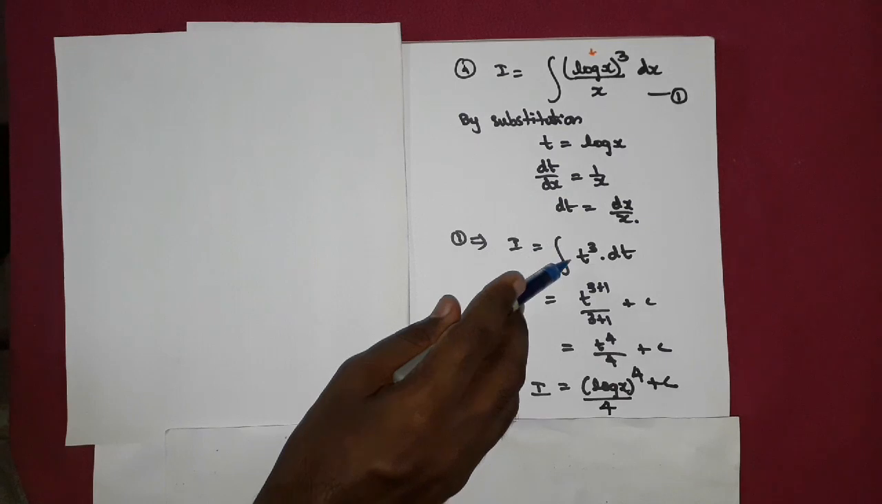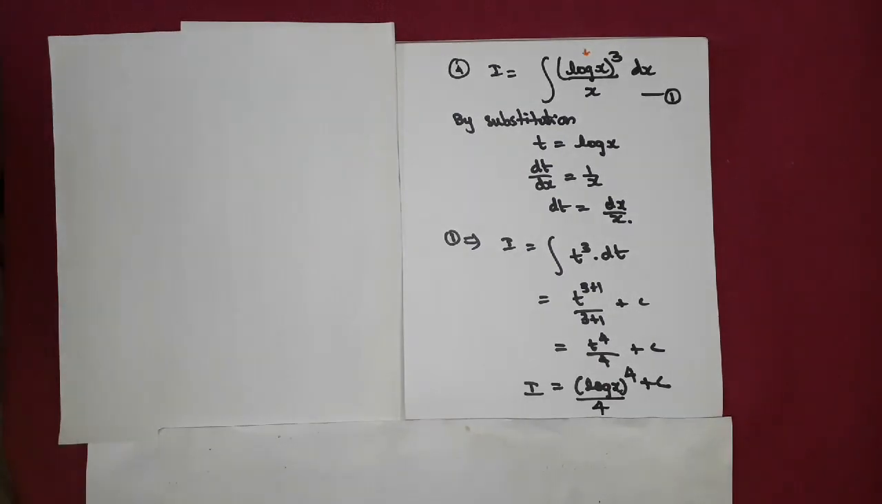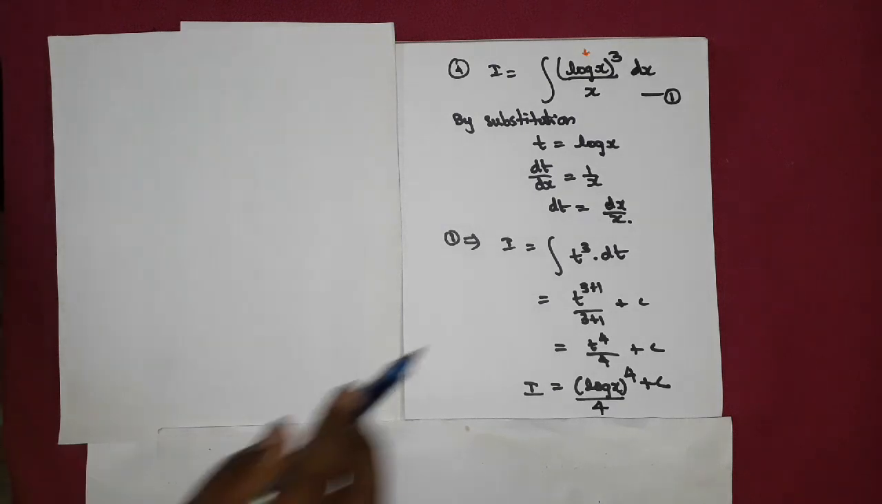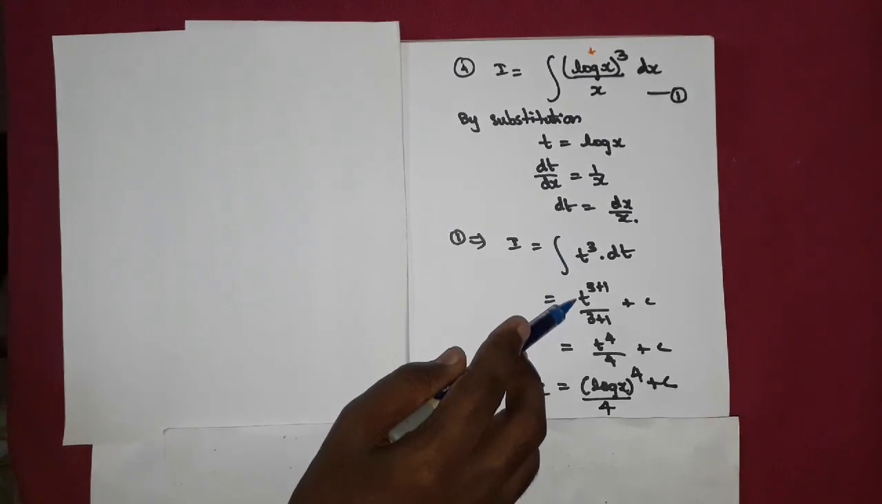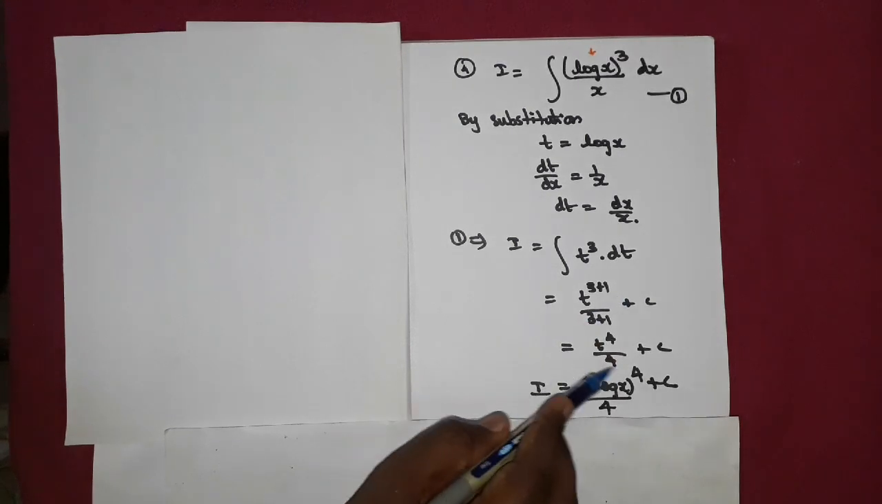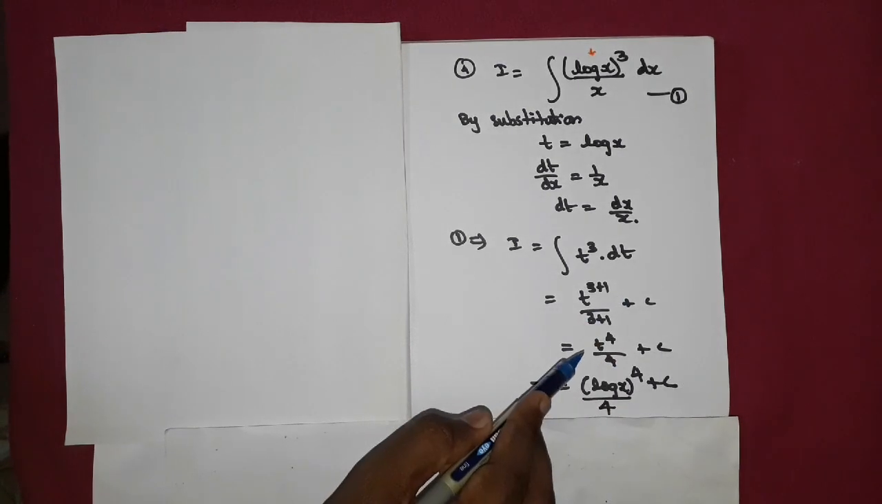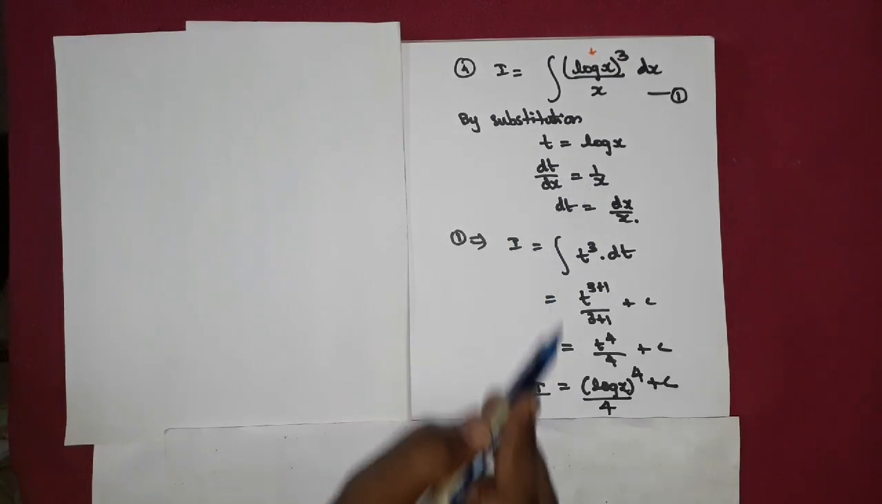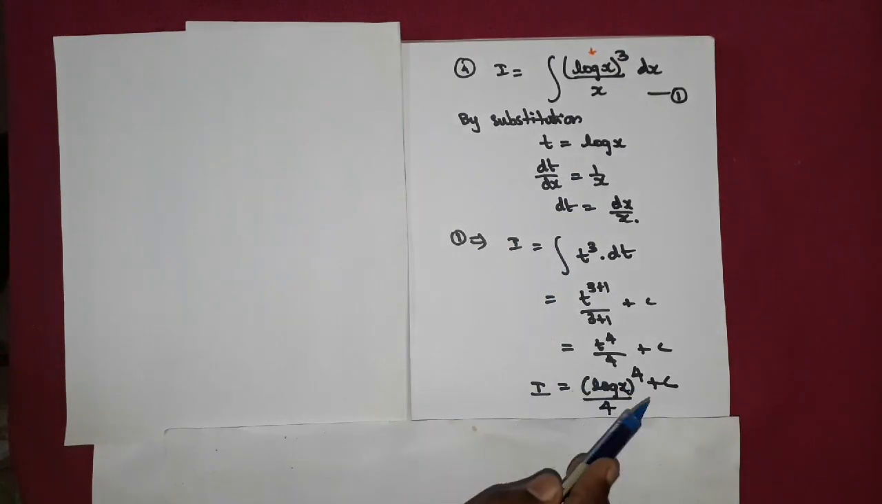Now the integral has transformed into a standard form. Now we can integrate. It looks like the x power n formula. What is the integral of x power n formula? x power n plus 1 by n plus 1. So t power 3 when you integrate, you get t power 3 plus 1 by 3 plus 1 plus c. So t power 4 by 4 plus c. What is t? We have taken log x. So the answer is log x the whole power 4 by 4 plus c.